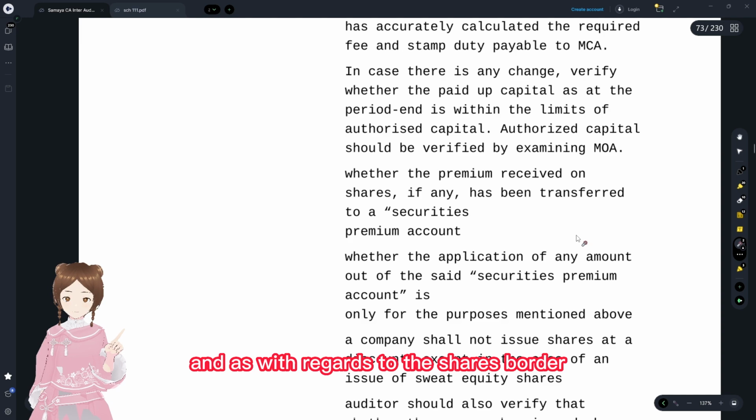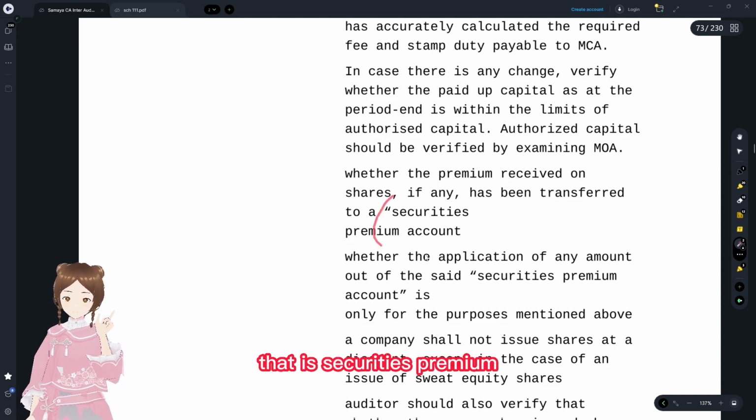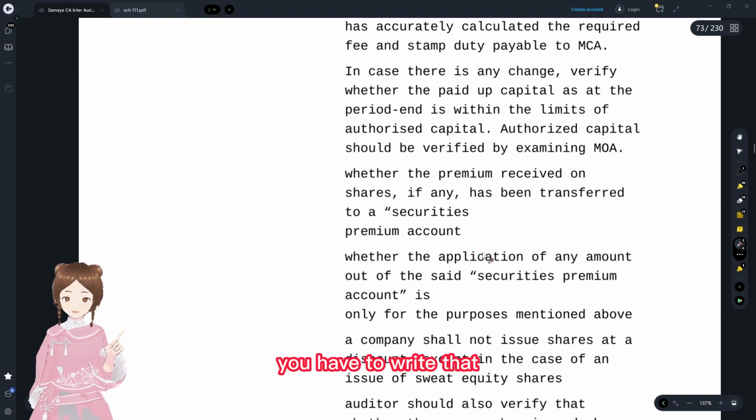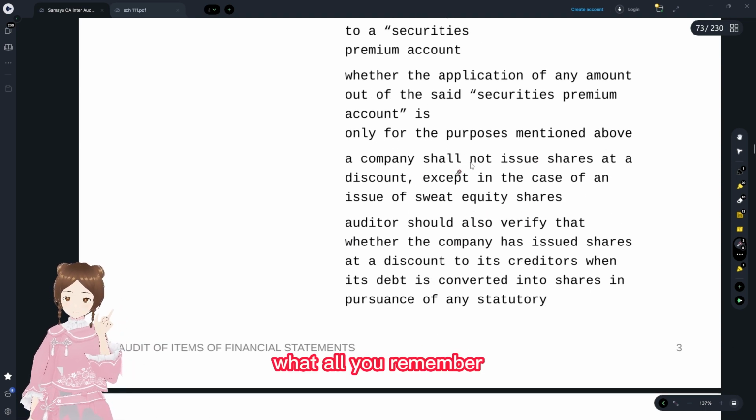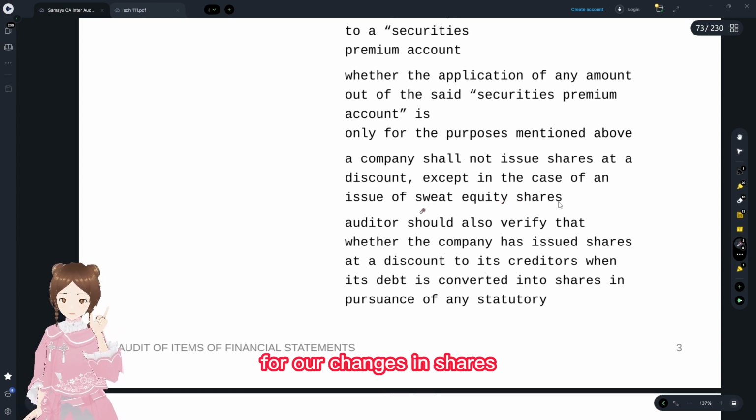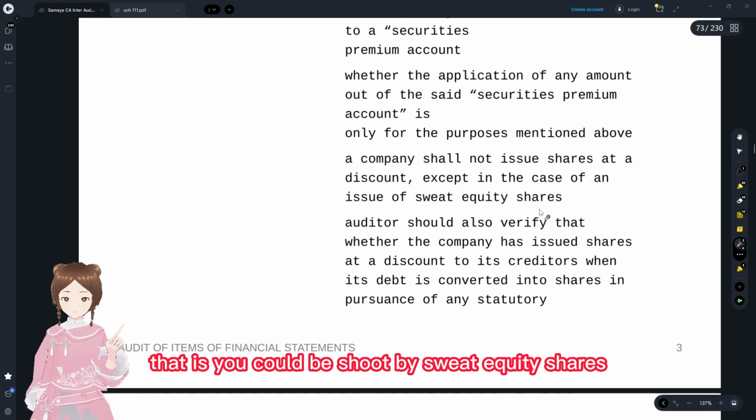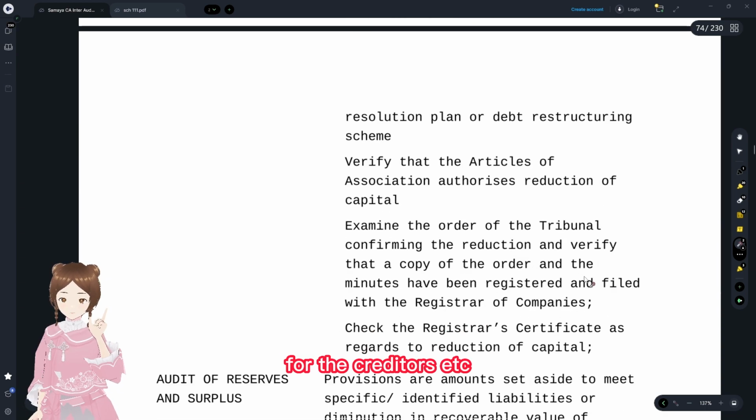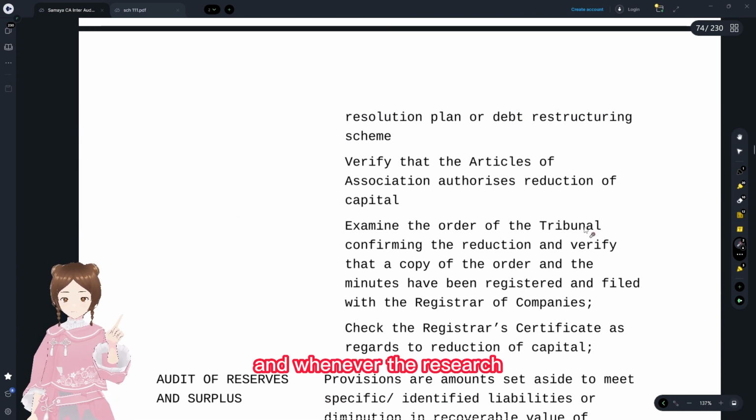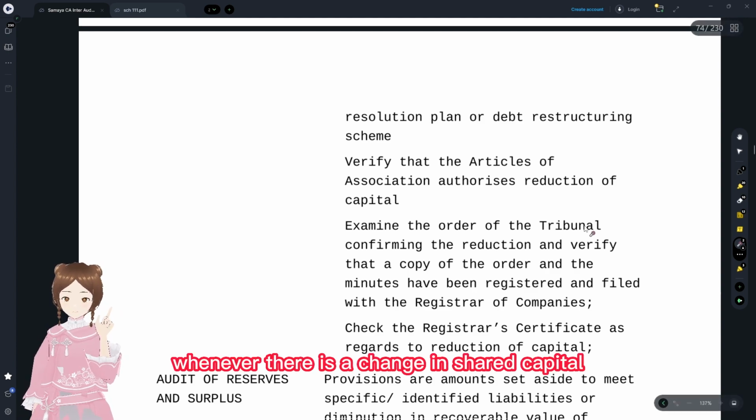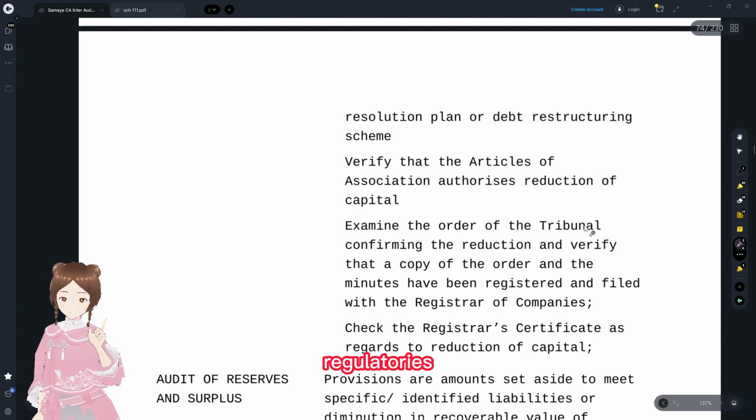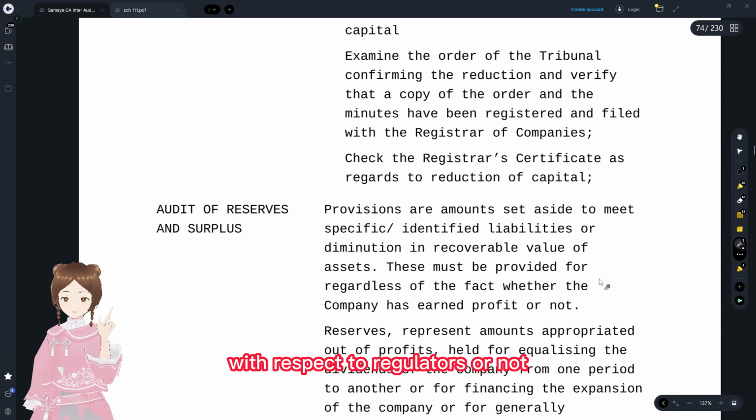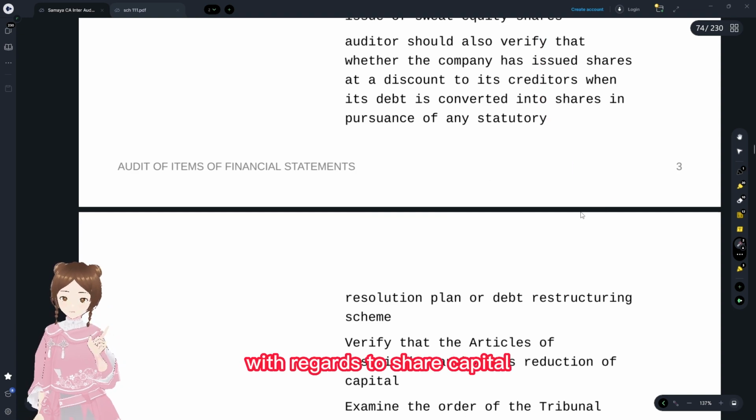With regards to shares, the byproduct of share issues is securities premium. There were some rules and regulations with regards to the use of the securities premium account. You have to write that. Also remember that changes in shares could be due to sweat equity shares, or shares given for settling a debt to creditors, etc. Whenever there is a change in share capital, you also have to communicate to the regulators, so check whether they have communicated with the regulators or not. These are the things you have to remember and write with regards to share capital.